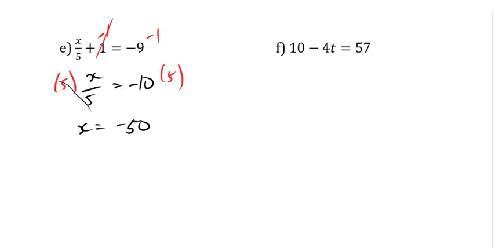I'm going to do this one quickly because I just want to show you something that can happen. So what would I do first? Subtract 10 from both sides. Okay, 10 minus 10 is 0. So again, that's gone. I get -4t. 57 minus 10 is 47. What do I do next? Divide by -4. Get your calculator out.